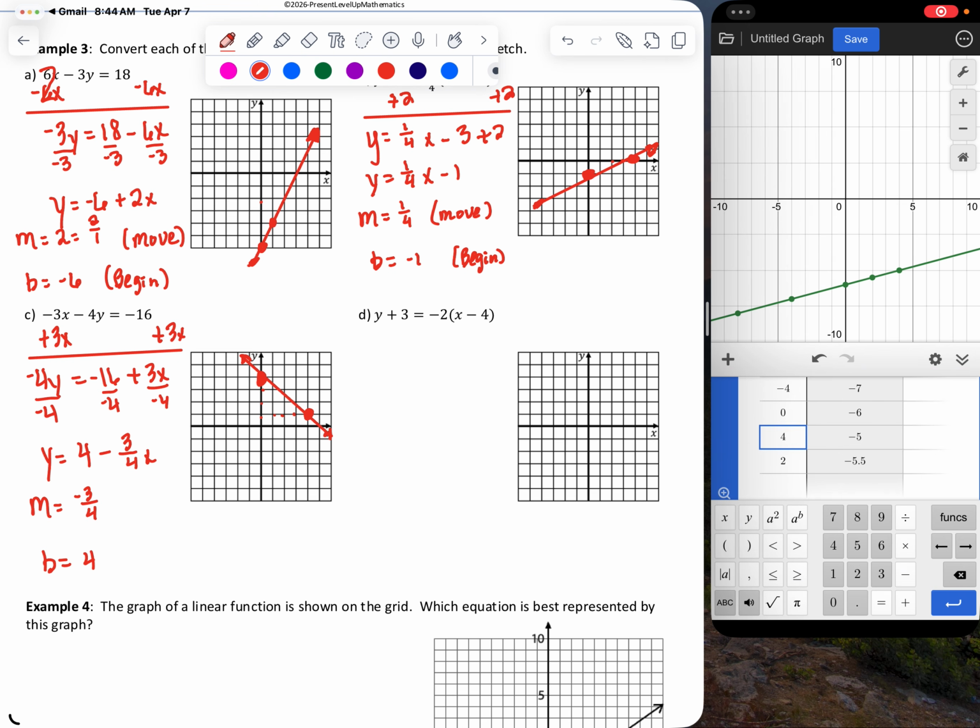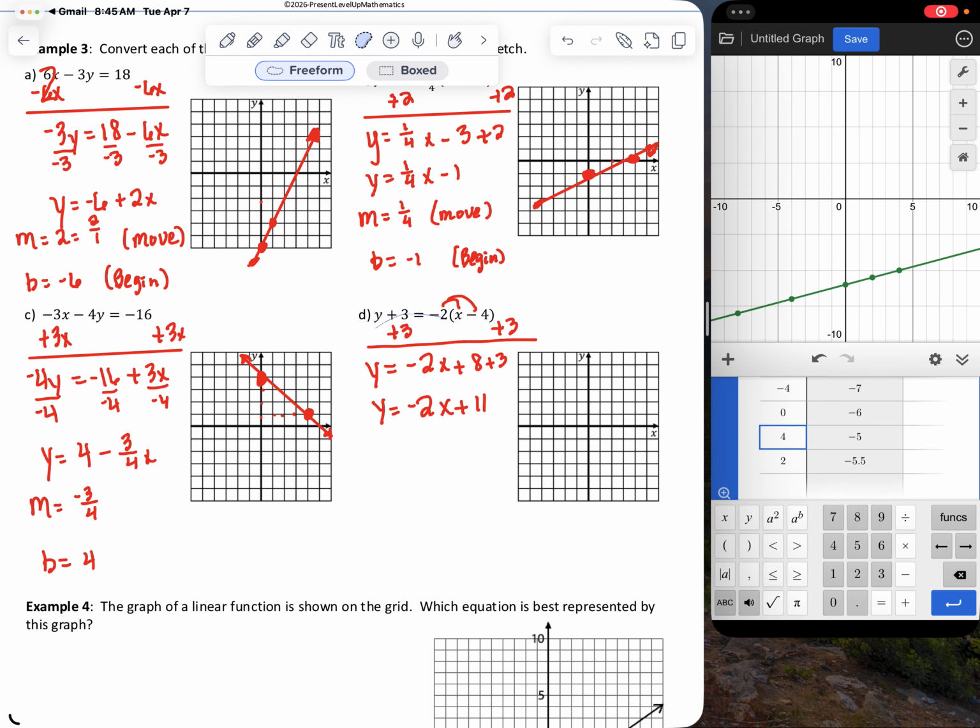All right, welcome back. Let's see how you did. In my first step, I added 3 to get y equals, then I distributed the negative 2 to get negative 2x plus 8 plus 3. So y equals negative 2x plus 11. Oh, I made a mistake.